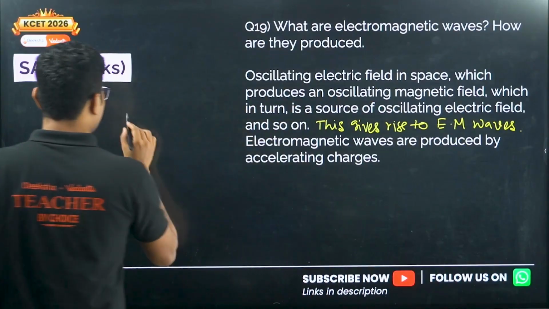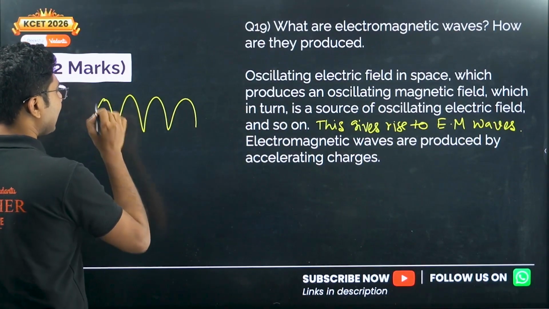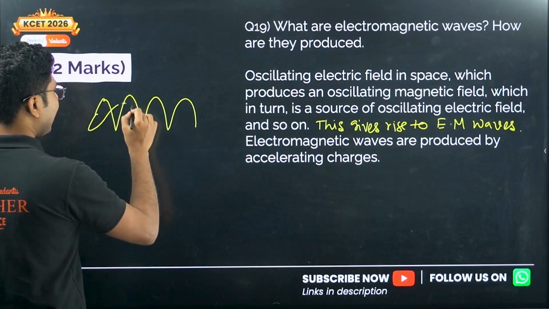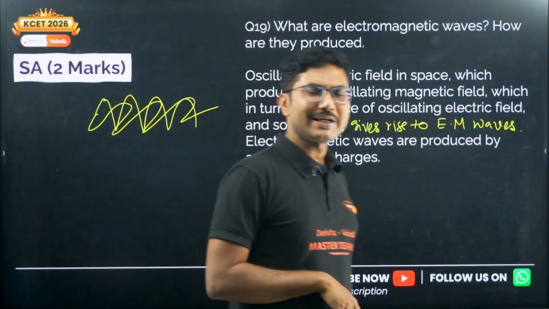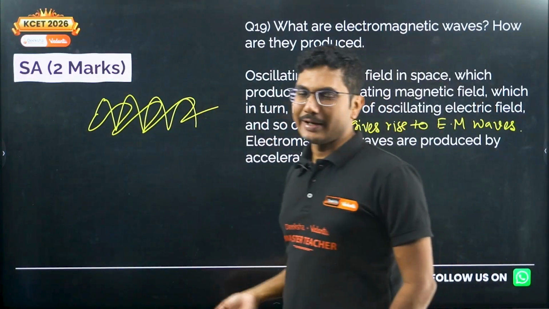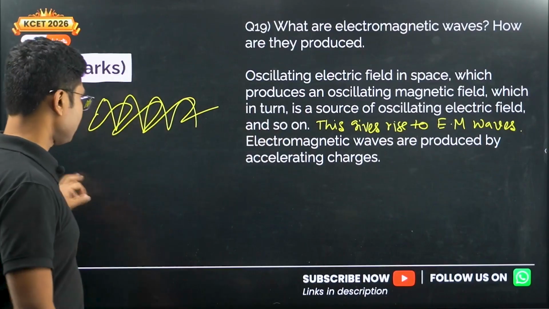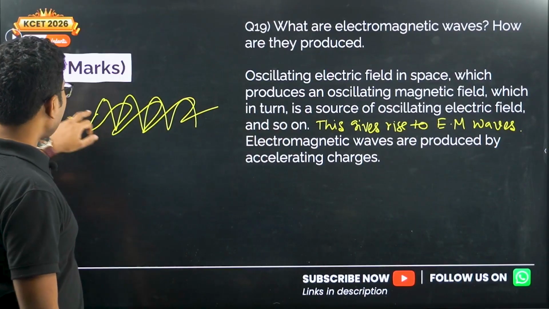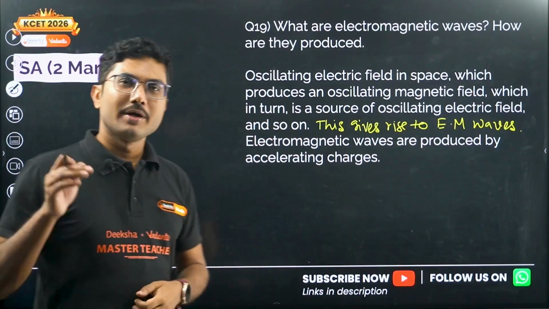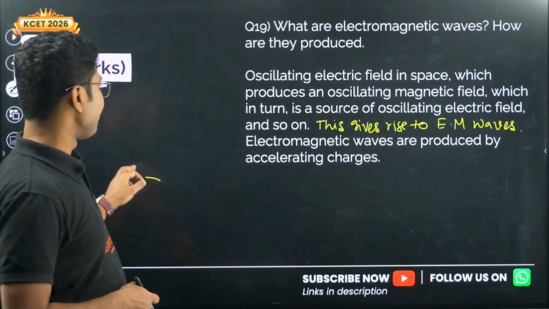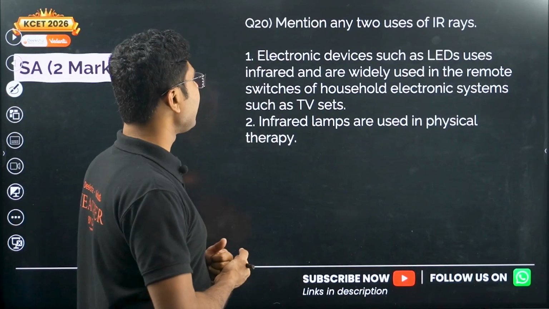So what is the meaning of it? When the electric field is oscillating, this changing electric field will produce a changing magnetic field. And this changing magnetic field will again produce a changing electric field. So electric and magnetic fields sustain each other, and they start propagating. That is why a changing electric field and a changing magnetic field combined together can produce electromagnetic waves.